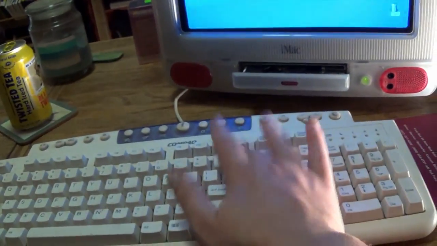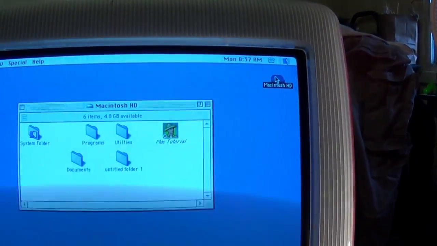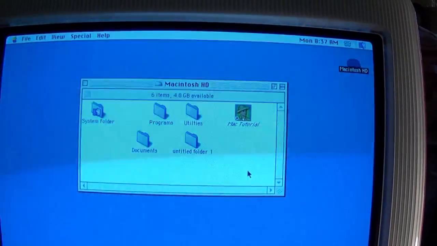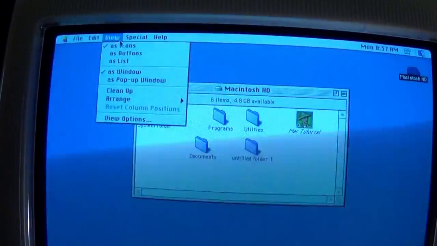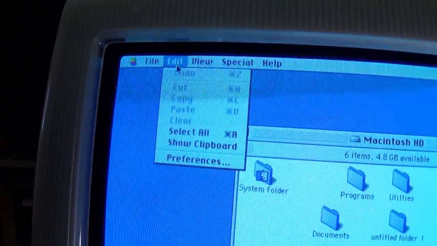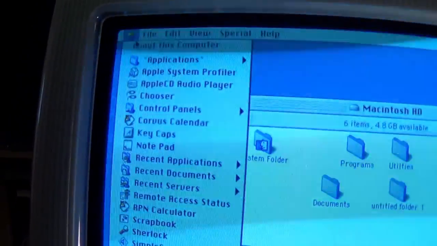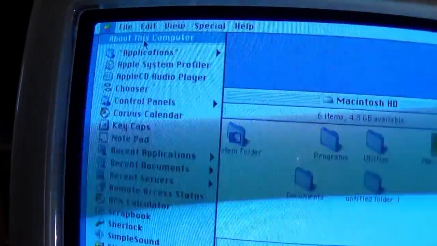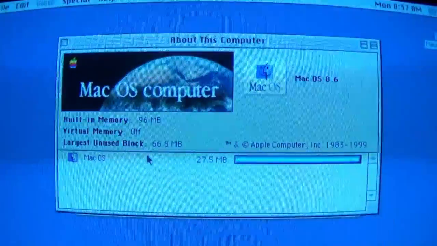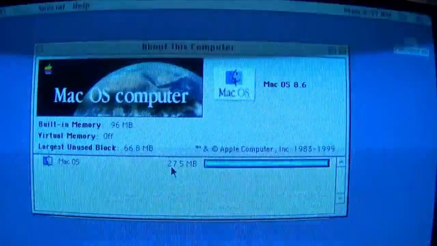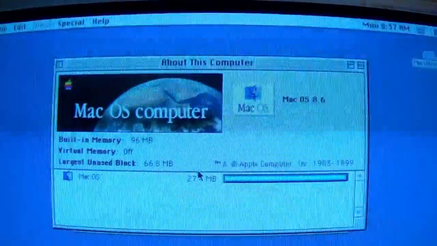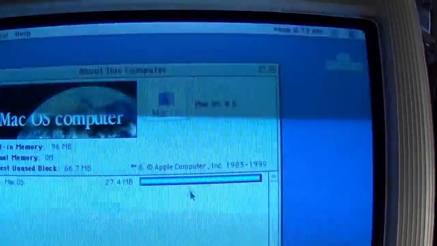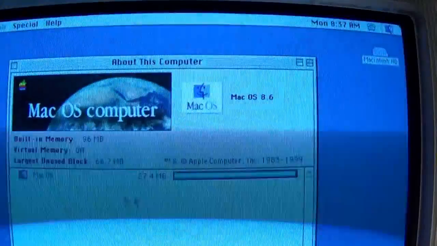I'd like to find an authentic keyboard for it, so it'll be an authentic set. Let's see what's on this thing. Macintosh HD. 4.8 gigabytes available. Now, I don't know much about Macs, but there's got to be a place here to where I can, like, see what the system has in it. About this computer, maybe. Mac OS 8.6, so I'm guessing it has a built-in memory, 96 megabytes of built-in memory. Any more information about it? That doesn't tell me how big the hard drive is.